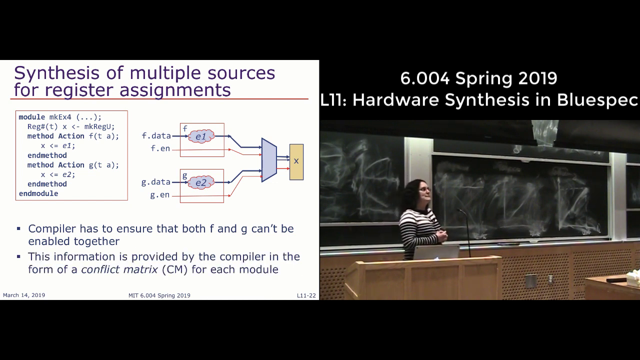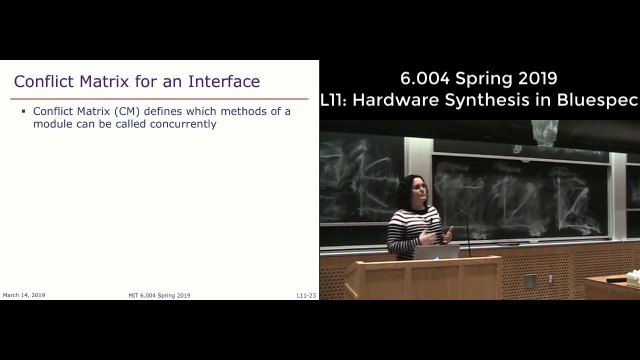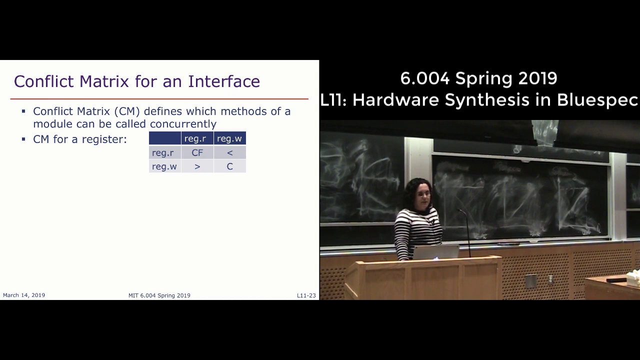And the way that it does this is by defining what we call a conflict matrix. So for every time that you have the ability to call multiple methods, you want to analyze whether or not there's a conflict between these methods and they can't actually be executed at the same time. So in order to understand how that works, we're going to start first by looking at the conflict matrix for our registers. So here's the conflict matrix for our registers.